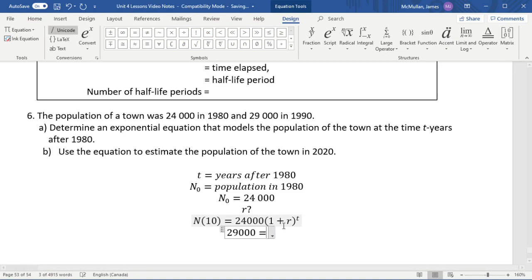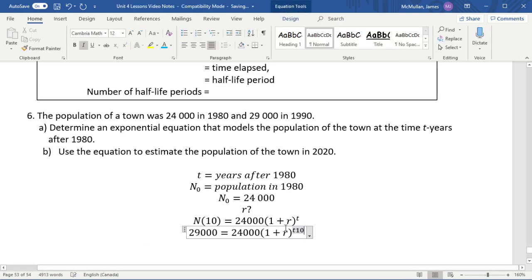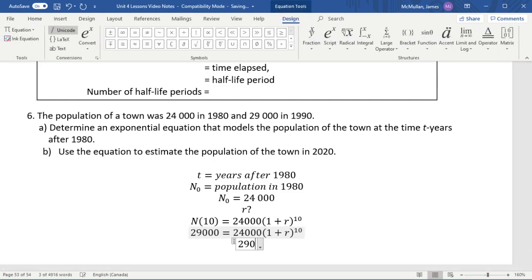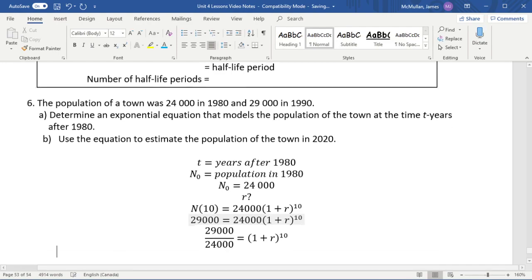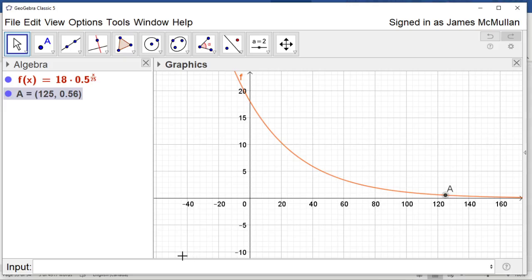We don't need a d, because we could set it ourselves. So we could say 29,000 equals 24,000 times 1 plus r to the t. So we don't know the r here. Well, excuse me, but we do know the t. We do know that the t is 10, because it's 10 years later, right? Okay, so now how do we figure out r? Well, you solve the equation. 29,000, we divide by 24,000. This tells us 1 plus r to the power of 10. I want to get rid of the power of 10, so how do I get rid of a power? Well, let's do the division first, so we have an answer.